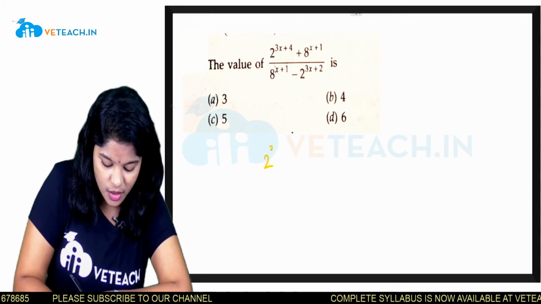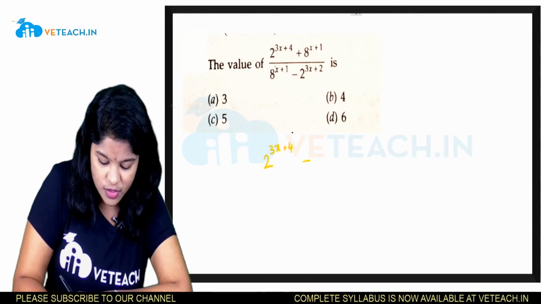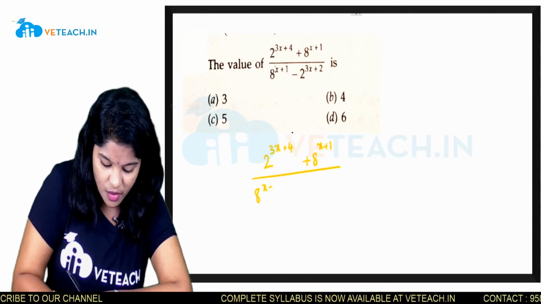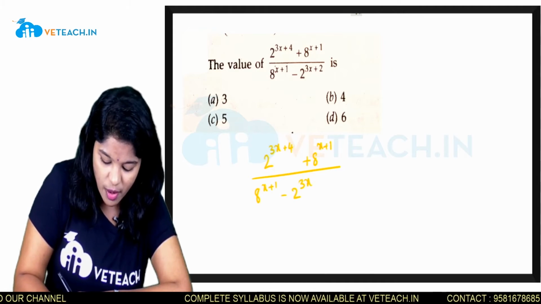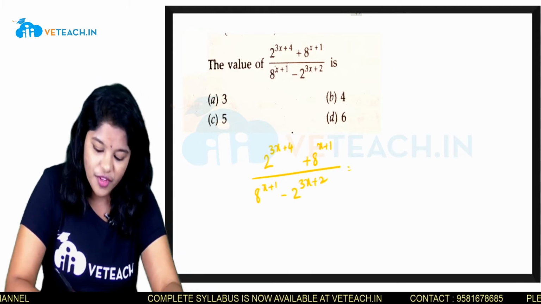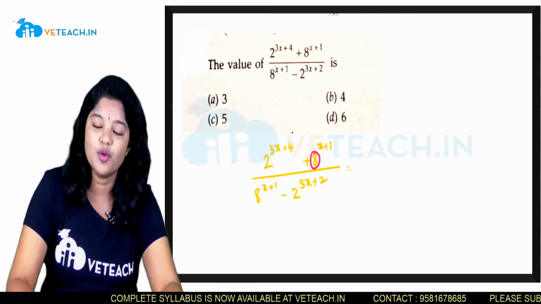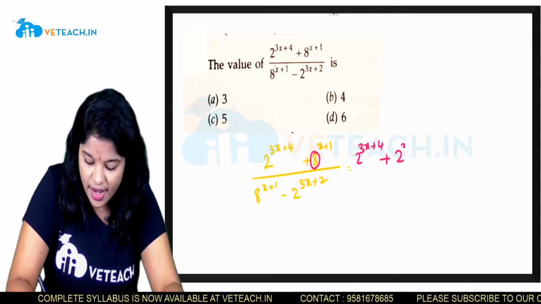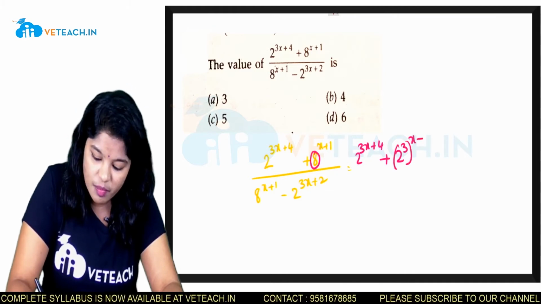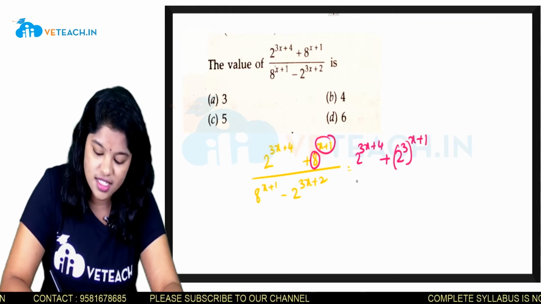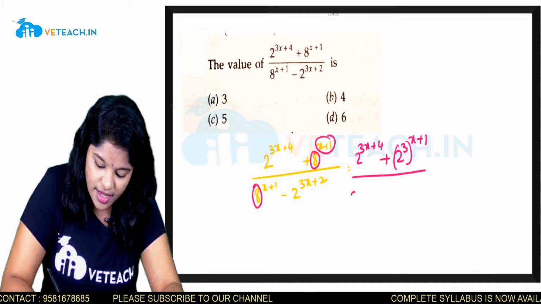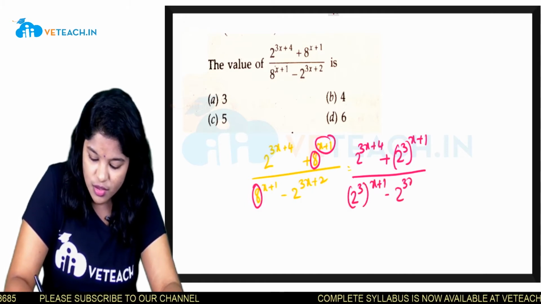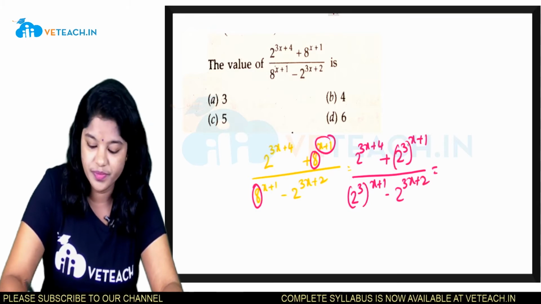So I am writing the equation (2^(3x+4) + 8^(x+1)) / (8^(x+1) − 2^(3x+2)). We can rewrite this 8 as 2 cube. So 2^(3x+4) + 8 can be written as 2 cube to the power x+1, and the denominator 8^(x+1) can be rewritten as 2 cube to the power x+1, minus 2^(3x+2).